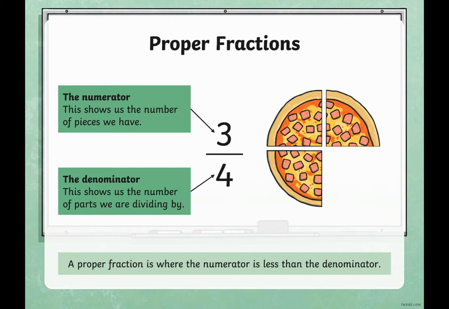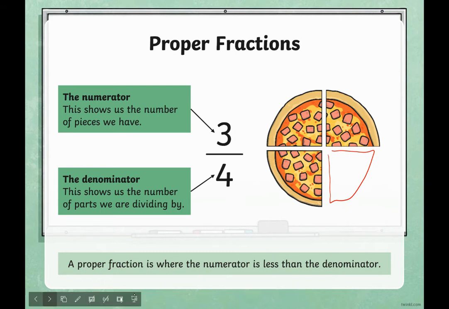We have a proper fraction, 3/4. Our numerator tells us how many pieces we have, and the denominator tells us how many pieces the whole is. You can see here we've got a pizza on the right. It's been cut into 4 pieces and 1 piece has been taken away. So what we have left is 3 out of 4 pieces in total. A proper fraction is when your numerator is less than the denominator, because that's saying that this pizza is less than a full pizza. And that's a proper fraction.